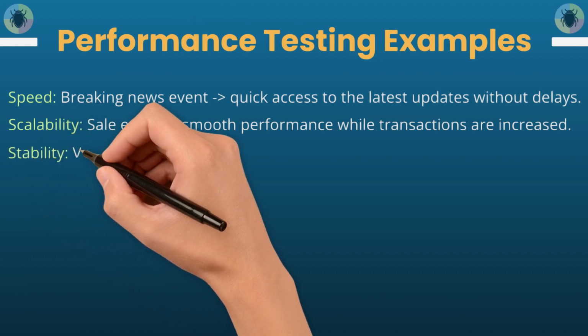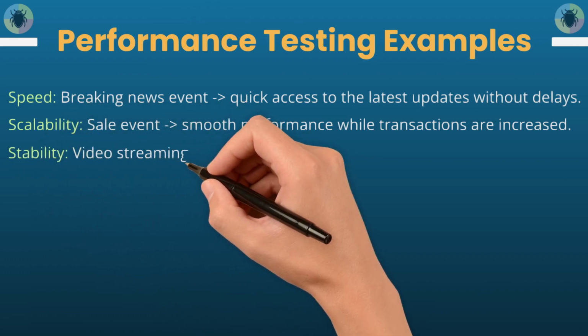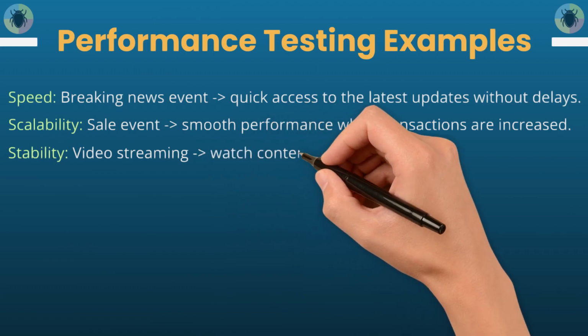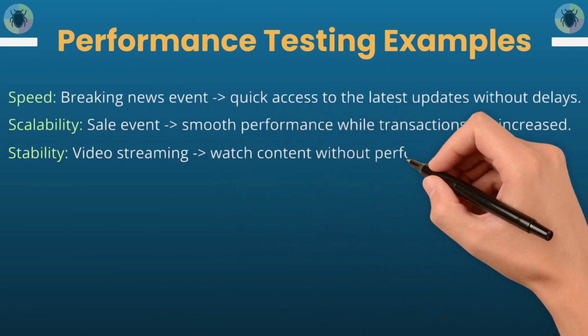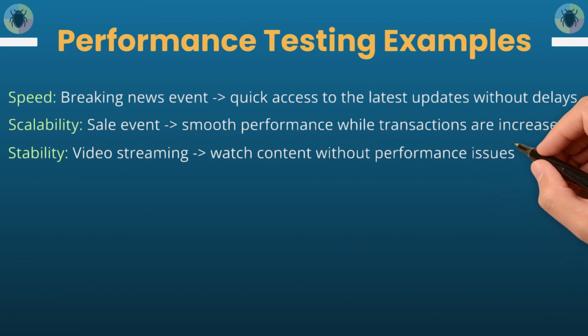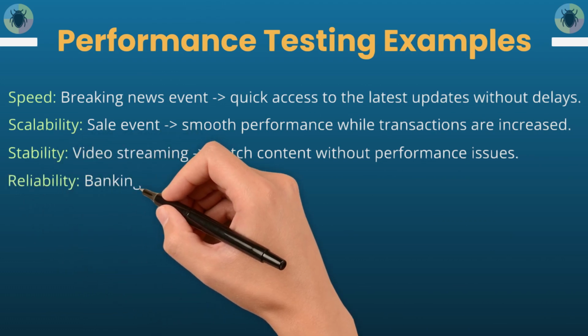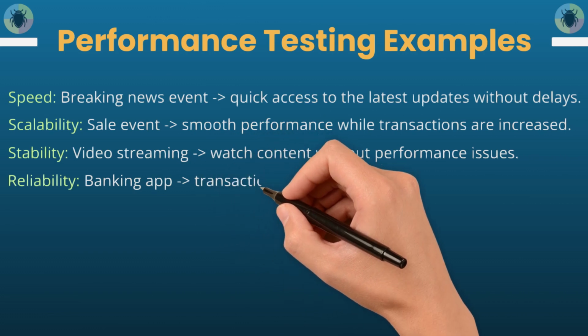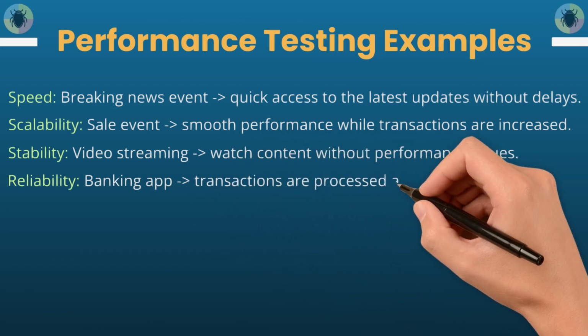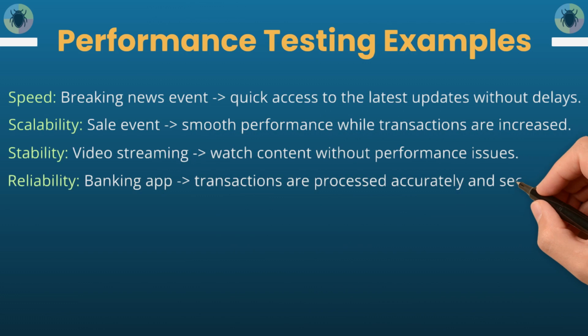Stability. Example: a video streaming service needs stability to ensure that users can watch content without interruptions or performance issues, regardless of how long they stream or how many other users are online. Reliability. Example: a banking app requires high reliability to ensure transactions are processed accurately and securely.